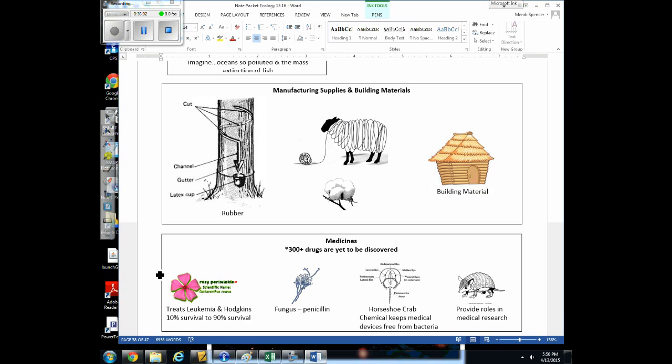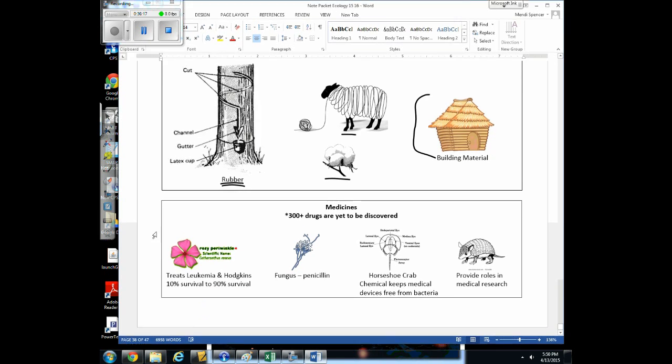We get lots of manufacturing supplies and building supplies. We get textiles from living organisms, cotton, sheep, and goods that we use in manufacturing, like rubber, which comes from a rubber tree. And then we also believe that there are about 300 drugs that are still yet to be discovered. We're talking about molecules that are found naturally and made naturally by organisms, and we can use them to cure different diseases. Here are some examples.